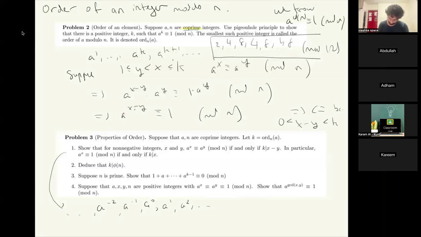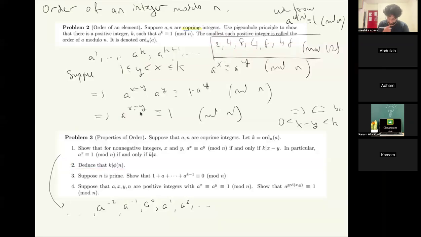And this property 1 is true in all directions. The sequence is periodic, and it's perfectly periodic. There are no repeats in the first k. Does it make sense what I'm saying? Okay, and again, that's not true for when a is not coprime to n. Okay, so now let's talk about property 2.